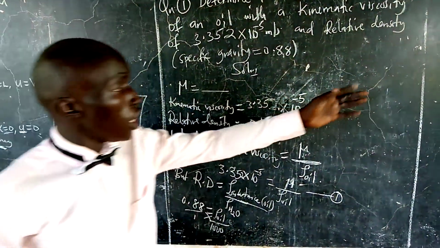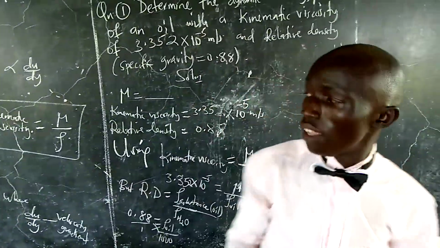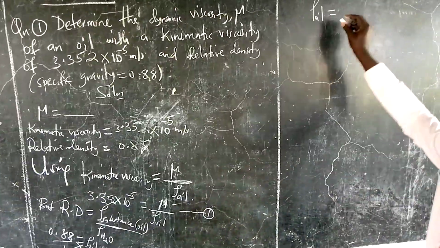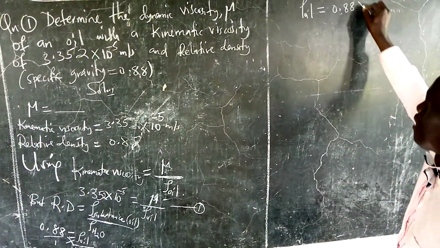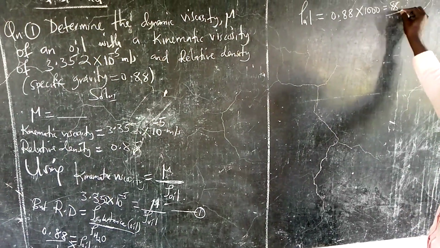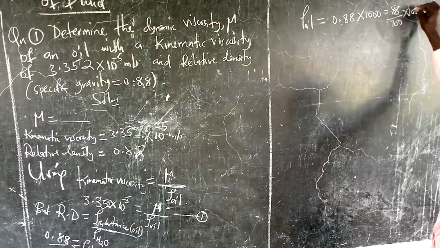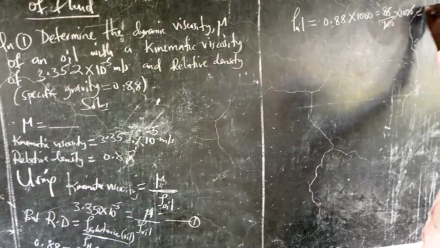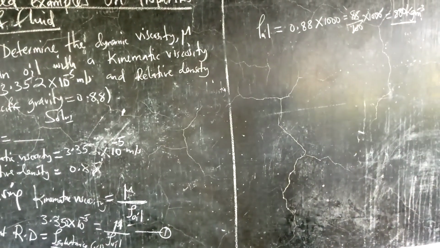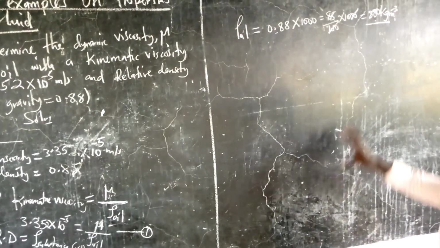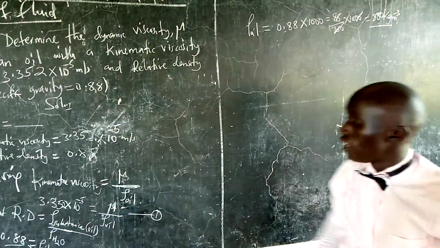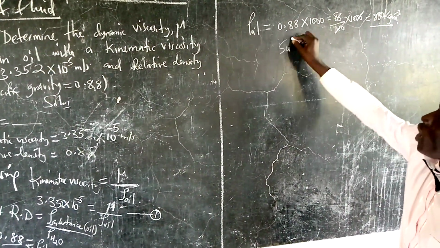So as we continue, let's get our density of oil. Density of oil will be equal to 0.88 times 1000. In simple terms, it's 88 over 100 times 1000. We cancel this and that. We shall have 880 kilogram per meter cubed. That's the density of oil. That's the unit. So you can pick this density of oil and put it inside equation 1. So substitute in equation 1.